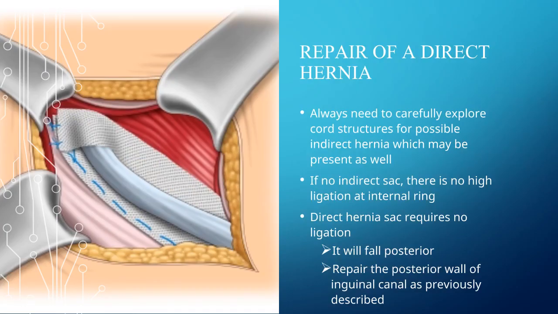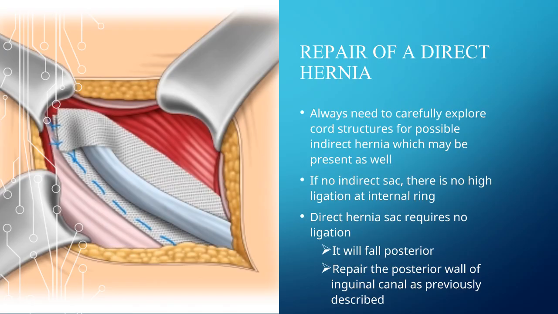You must always carefully explore the cord structures for a possible coincidental indirect hernia. Finding both a direct and an indirect hernia on the same side is called a pantaloon hernia. If you find only a direct hernia, there is no true peritoneal sac to ligate.